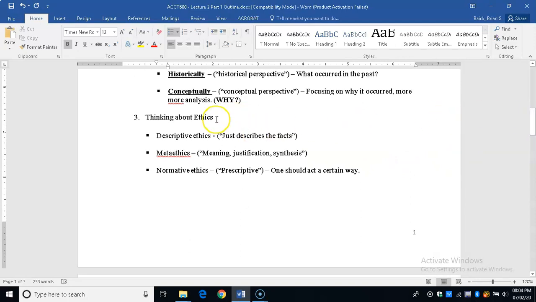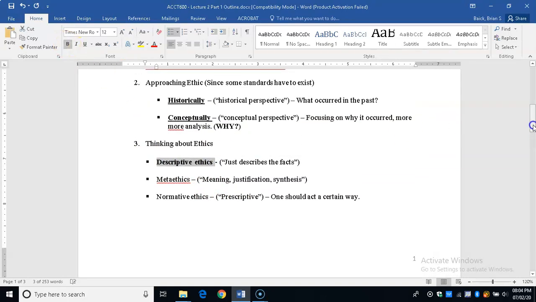Additionally, we can think about ethics in more detail, and we can define this term ethics by talking about three different frameworks. We can think of ethics as descriptive ethics, which is really the same as the historical perspective. Descriptive ethics just talks about describing what actually is. Okay, so if I tell you that a car is red, that's descriptive in nature.